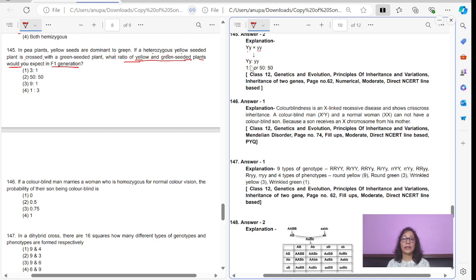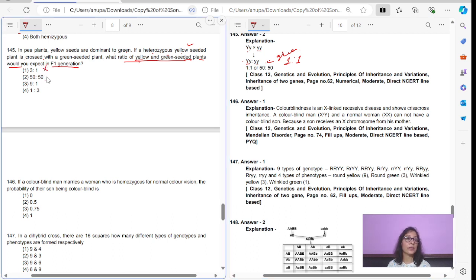then we will get this type of progeny, that is Yy is to yy. Means the ratio is 1 is to 1. Means 50% will be yellow seeded and 50% will be green seeded. So the answer for this question will be 50 is to 50. Let's check the options. The options are 3 is to 1, no. 50 is to 50, yes, this leads to the phenotypic ratio 1 is to 1. 9 is to 1, this is wrong. 1 is to 3, this is also wrong. So the correct option for this question will be option number 3.